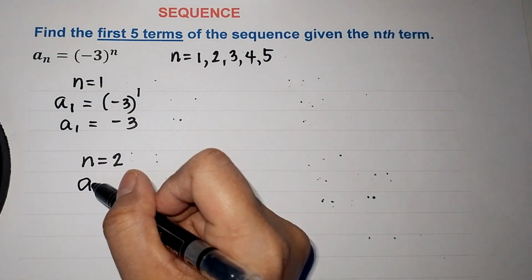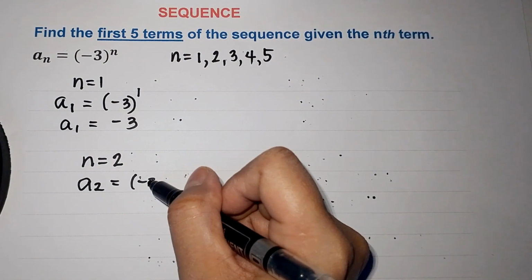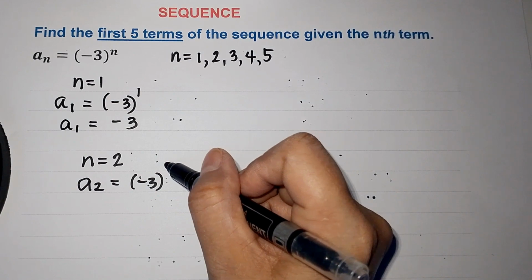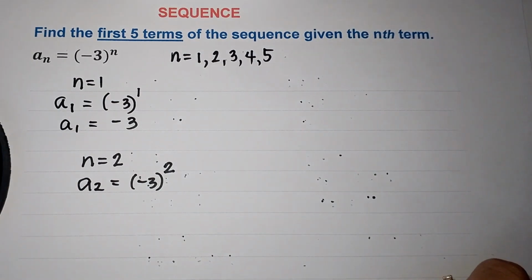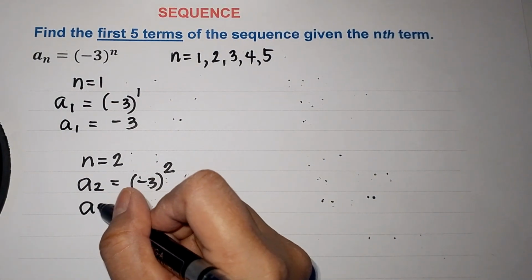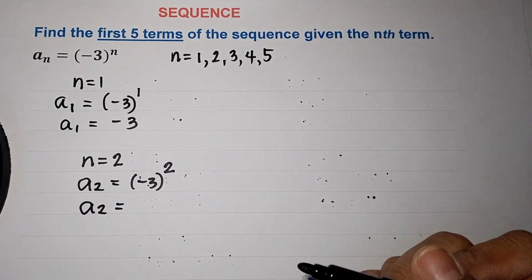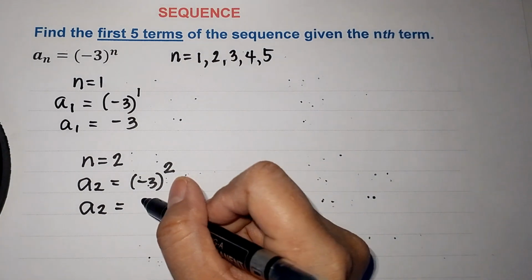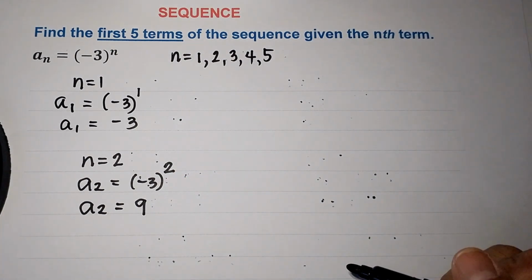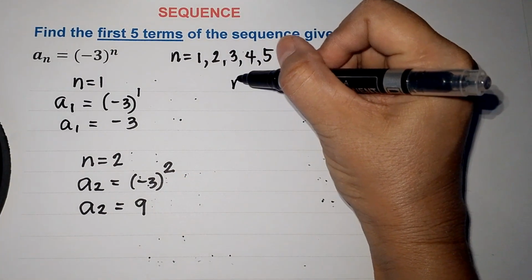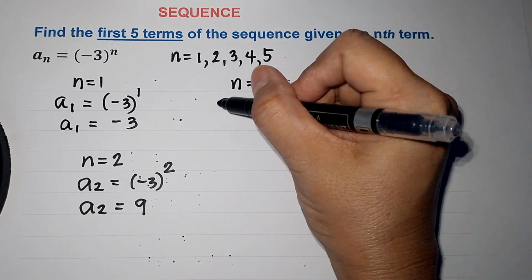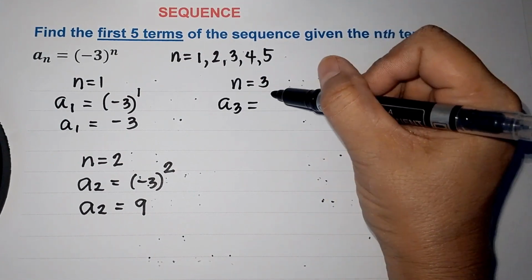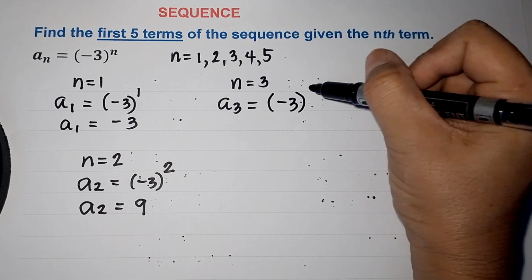then a sub 2 equals negative 3 raised to n, or raised to 2, or second power. A sub 2 equals negative 3 squared. That is the same as negative 3 times negative 3. That is positive 9.